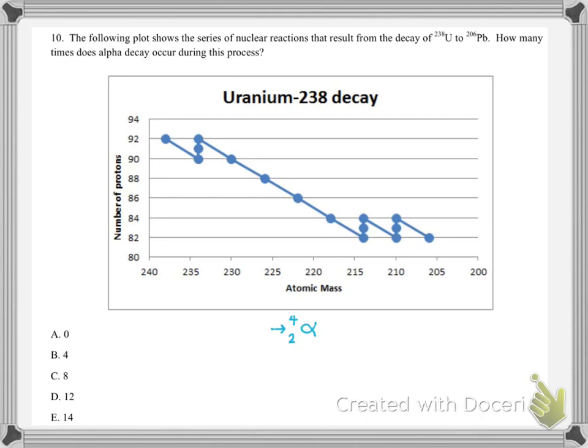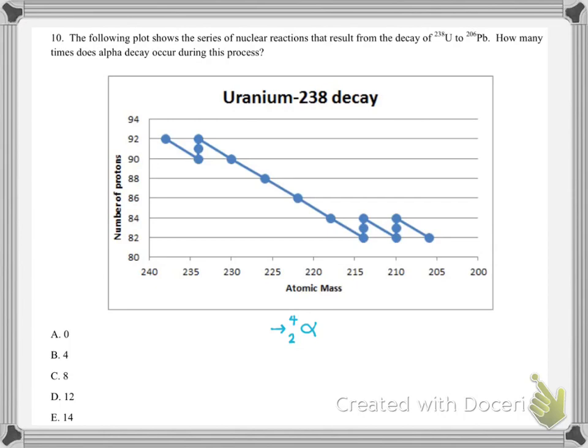For number 10, we have this graph where we're watching uranium decay and seeing those steps. And they want us to figure out how many alpha particles are being emitted in this process. And so we know alpha decay is when we lose 2 protons and 2 neutrons, and we lose a total mass number of 4. And we have mass on the x-axis and protons on the y.